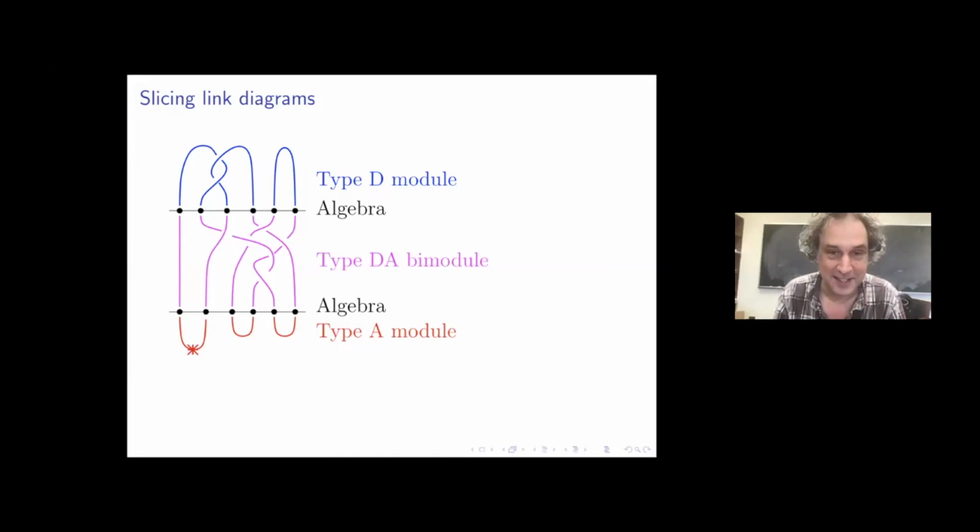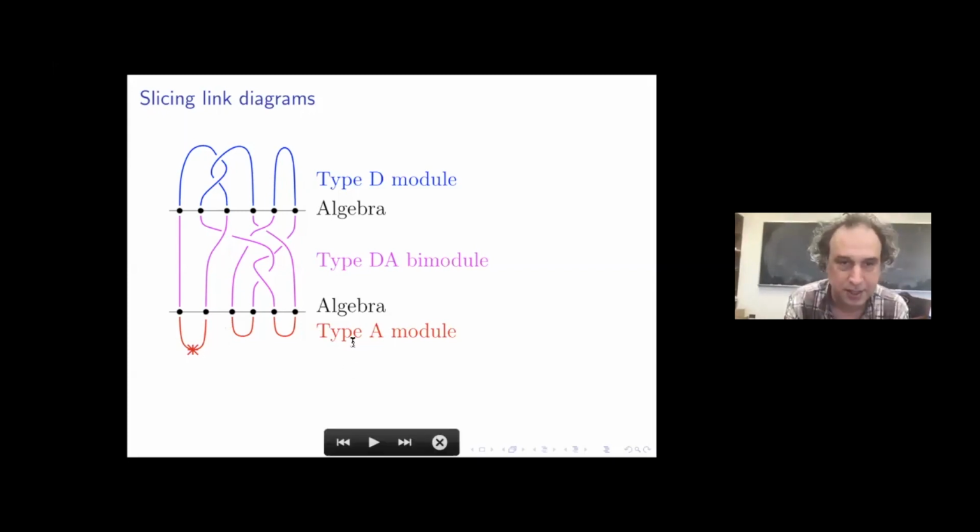To an upper diagram, we're going to associate a kind of algebraic structure, which is called the type D module. To each slice, we're going to associate an algebra, and to each lower diagram, we're going to associate a type A module. I'm going to describe those objects in a little more detail in a moment.